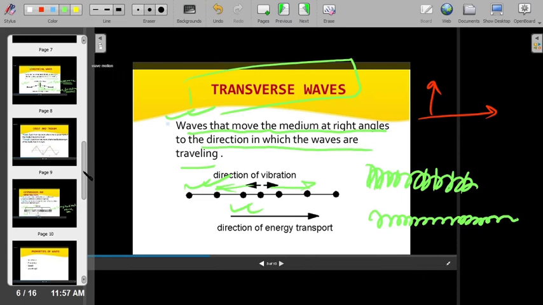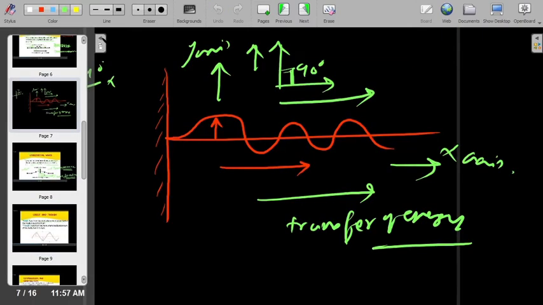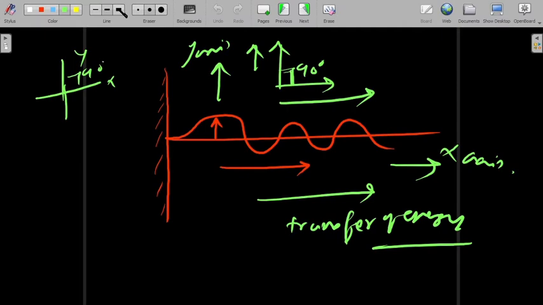Okay, so let's move on to the next part, that is crest and trough. Crest is a point on the wave where the displacement of the medium is maximum. So this is the point which we have drawn here. This position is crest, and this position is crest, and the maximum displacement of the particle happens here.